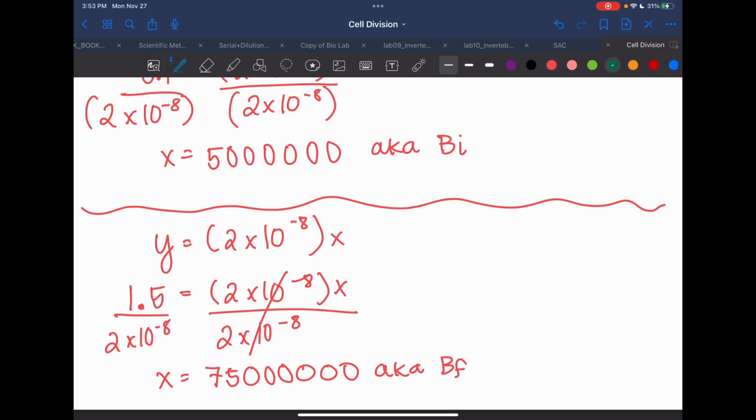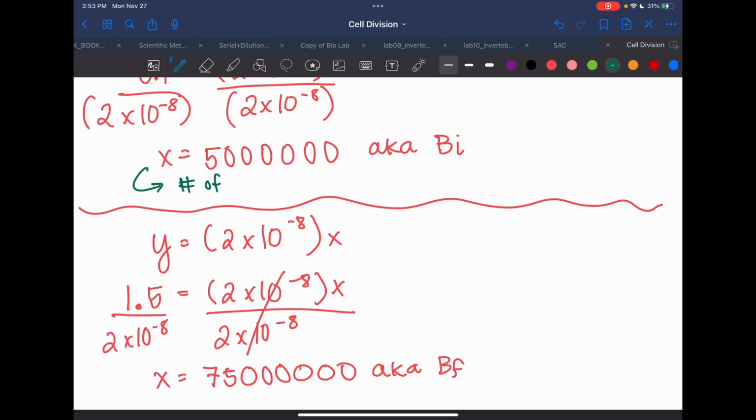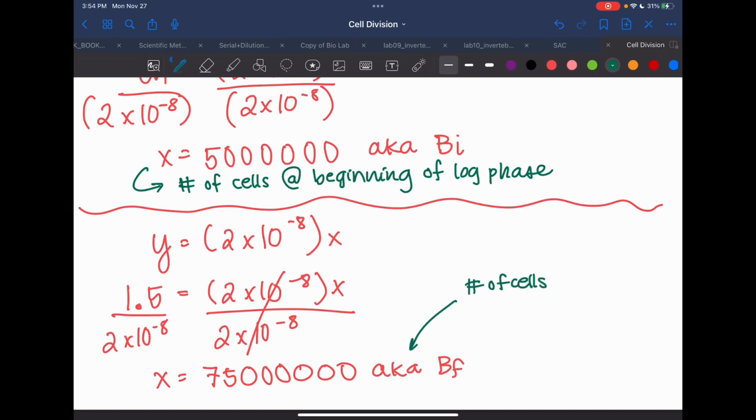So what this means really is this is the number of cells at the beginning of log phase, right? And then I'm running out of space here, but this is the number of cells, sorry, not at the beginning, at the end of log phase. So we're going to use those numbers for our next part, right? So it's going to be this number and this number right there. So I'm going to need a fresh page, so I'm going to scooch to the next one.